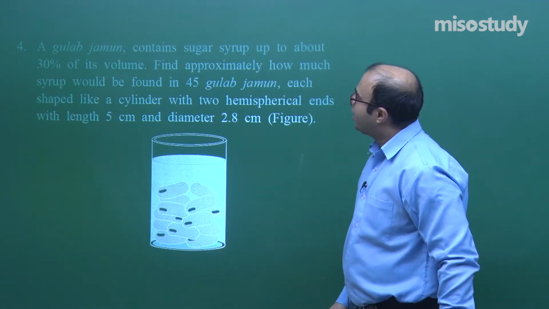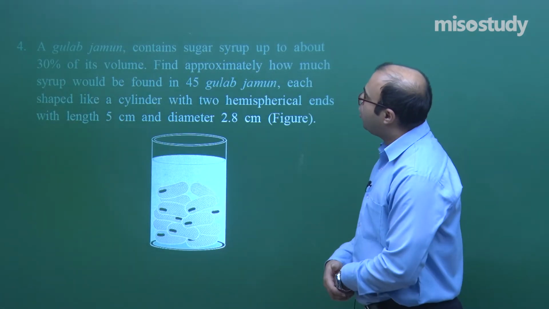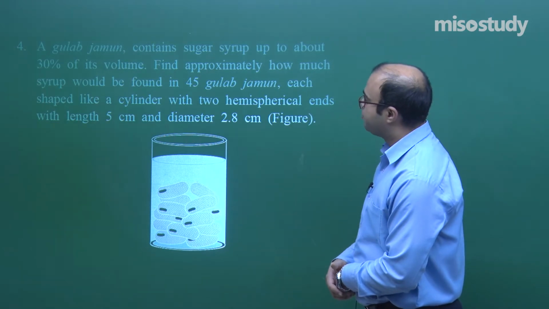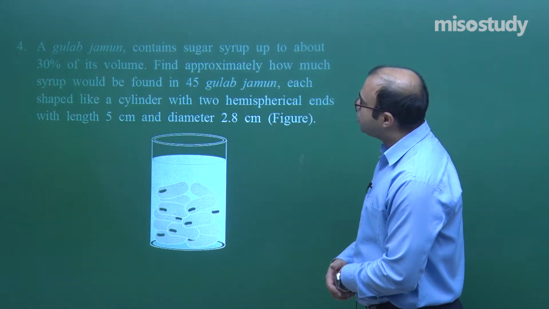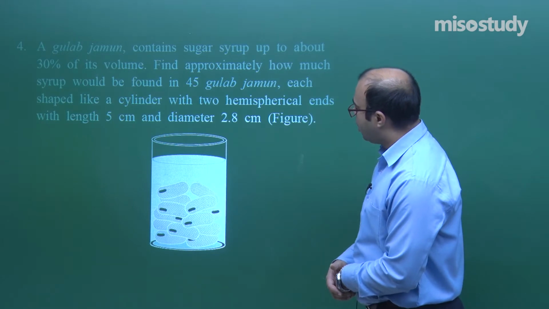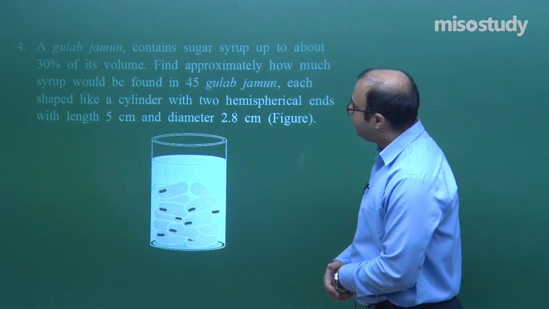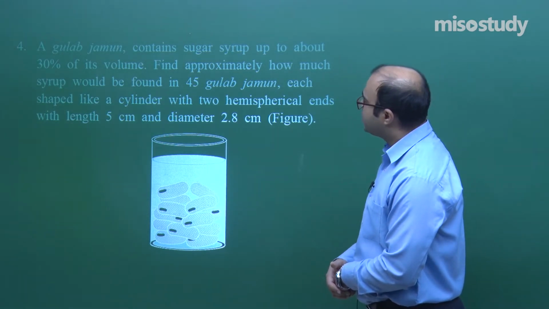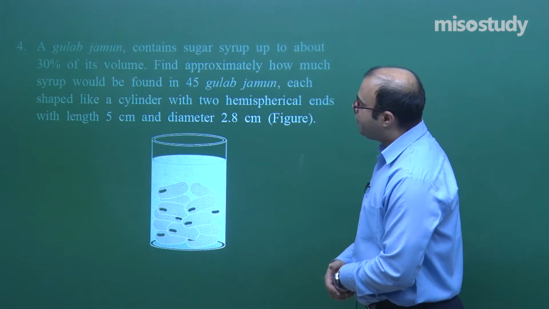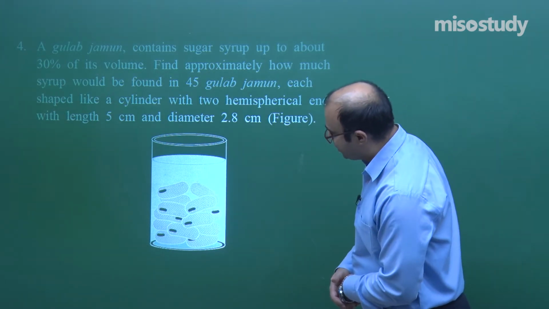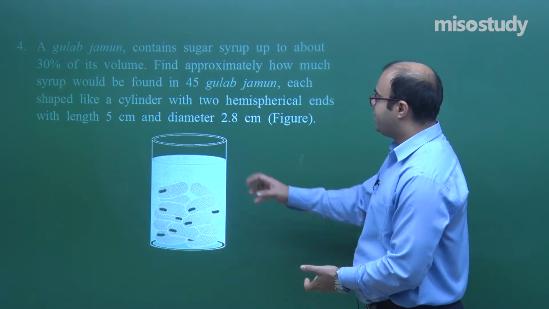A gulab jamun contains sugar syrup up to about 30% of its volume. Find approximately how much syrup would be formed in 45 gulab jamun, each shaped like a cylinder with 2 hemispherical ends with length 5 centimeter and diameter 2.8 centimeter. Okay, so the figure is given like this.